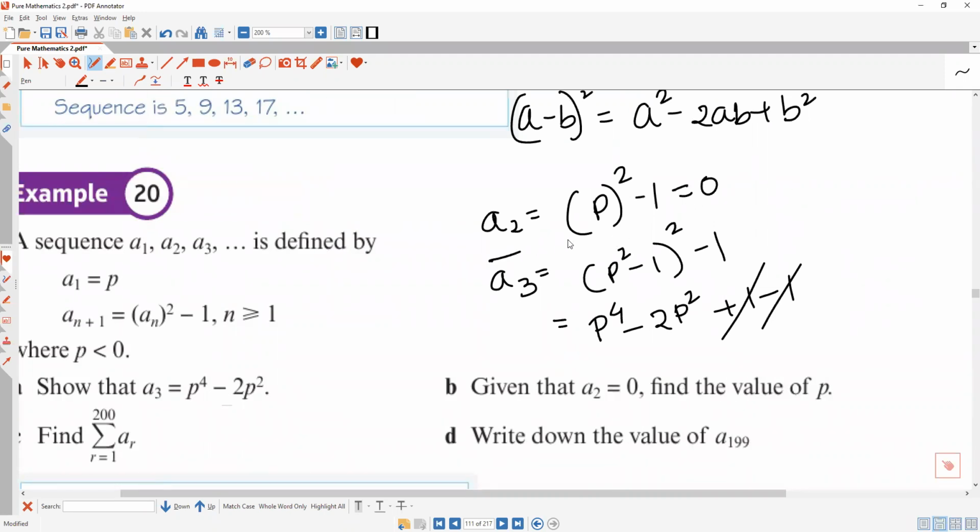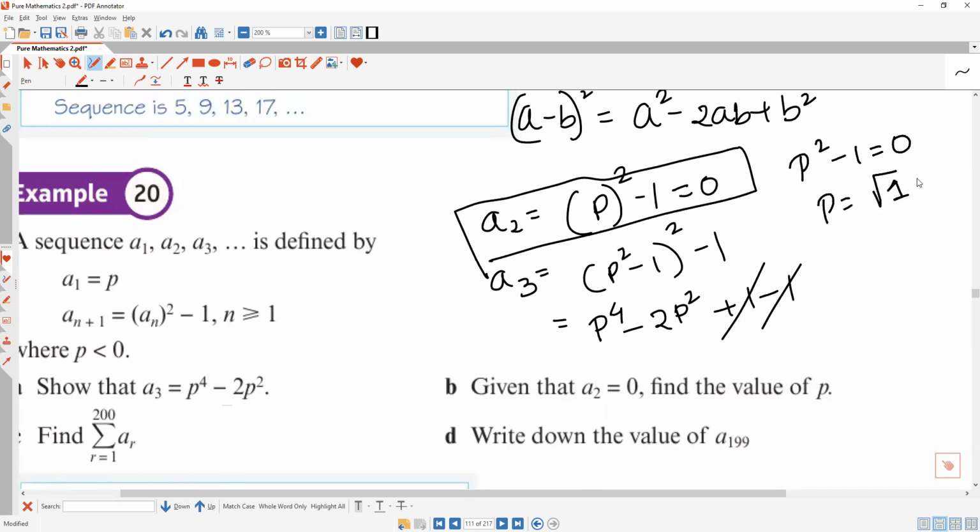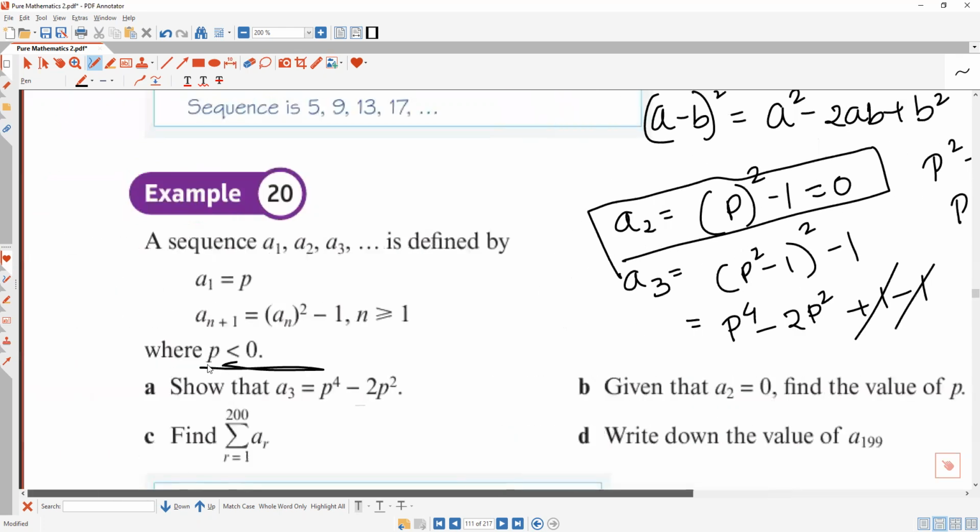So a2 equals 0 is already written here, right? I already have that. So can I write p square minus 1 equals 0? p is equal to the root of 1, which is going to be plus minus 1. Find the value of p, but they say n is greater than 1. They also say p is less than 0, so your answer will be minus 1. They specifically say p is less than 0. Saw that? Understood?